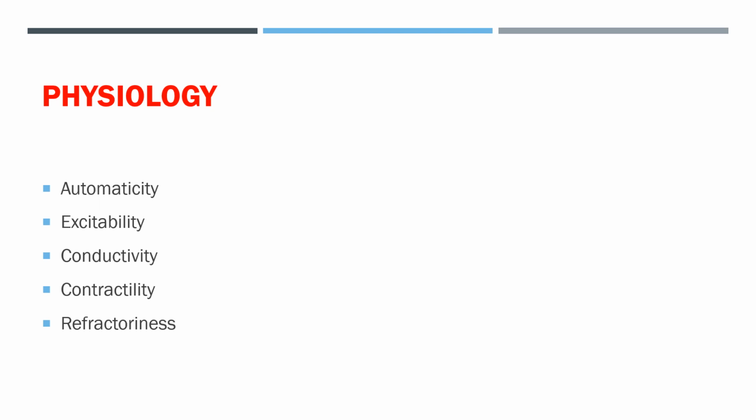Refractoriness means the cell will not get excited, or it will not respond to all the impulses during systole. Whenever the heart is contracting, if some external impulse comes, it will not get excited. That is known as refractoriness. So these are the properties of cardiac cells.